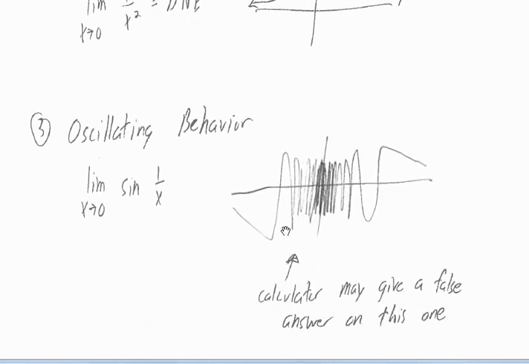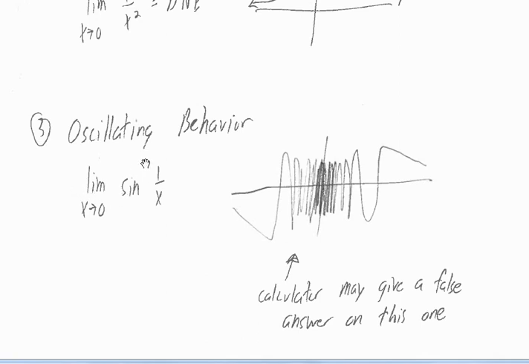The third situation in which a limit doesn't exist is oscillating behavior. This is something we don't see a whole lot, but it does occur in physical situations. For instance, the sine of 1 over x. It's hard to tell here, but we'll do this in class: when you zoom in on that, it just gets crazier and crazier. It's really hard to tell exactly what's going on.